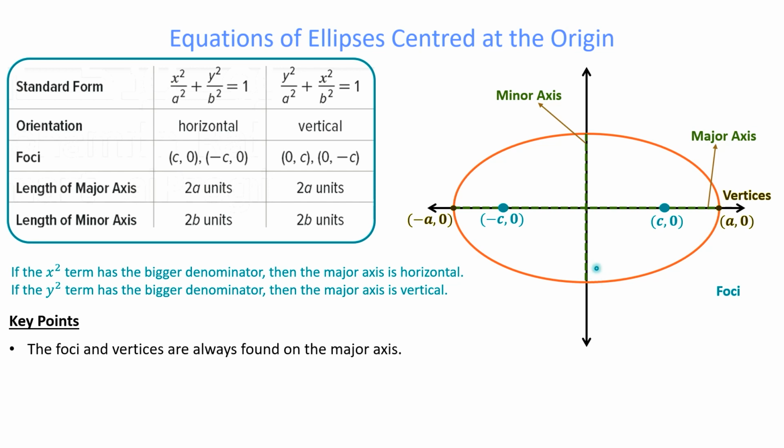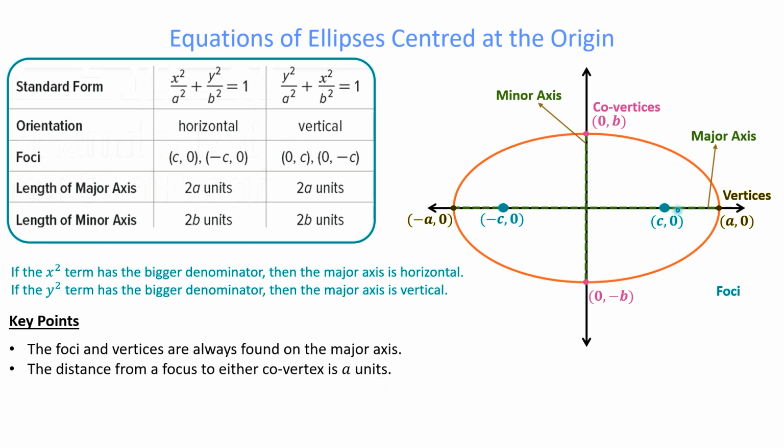Now, the endpoints of the minor axis are what we call co-vertices. They have coordinates (0, b) and (0, -b). Now, if I look at this one, we can see it's b units away from the center. And if I look at this co-vertex, we can see it's b units away from the center.